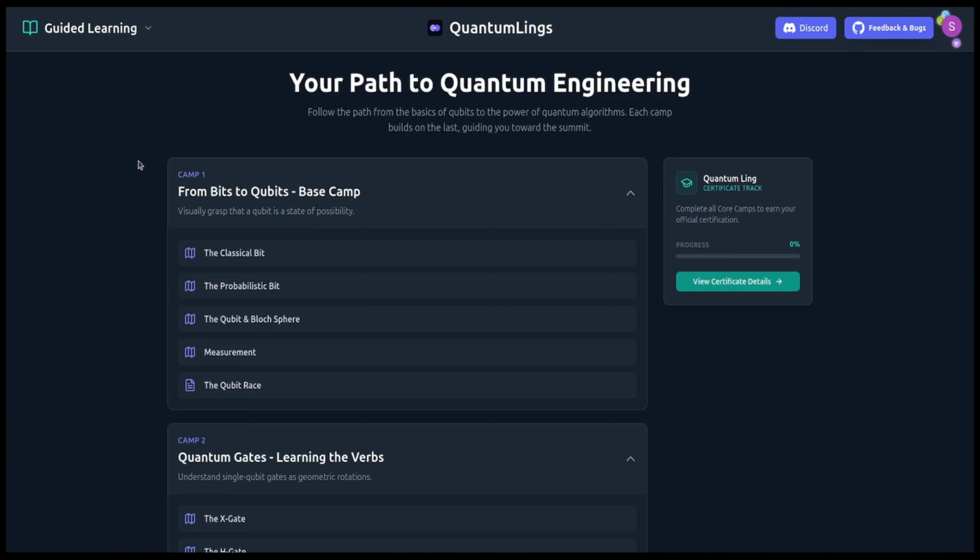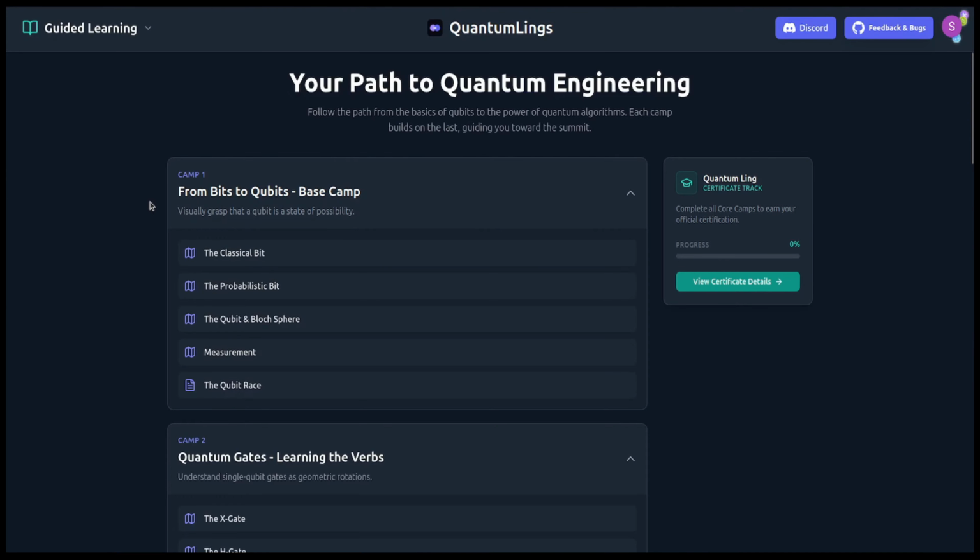Today we will briefly go over the famous Grover's algorithm, which is one of the most known use cases of quantum computing. Here on Quantum Links platform, we have designed guided learning for those who want to start or already have started their exploration of the exciting world of quantum computing.